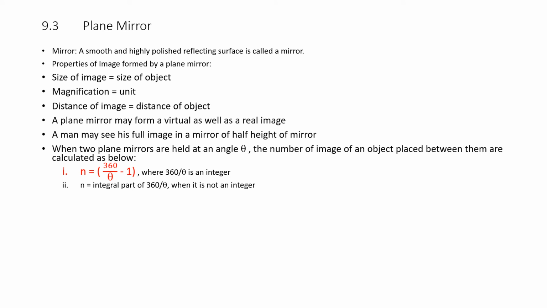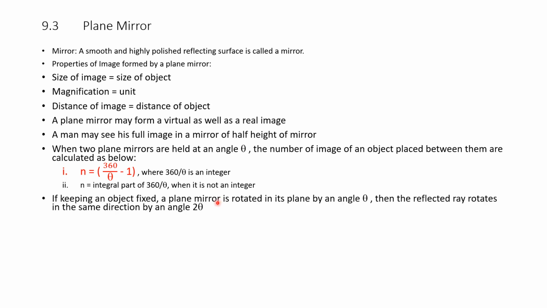When two plane mirrors are held at an angle theta, the number of images of an object placed between them is calculated as below. n, the number of images, is equal to 360 by theta minus 1, where 360 degrees by theta is an integer, and n equals the integral part of 360 by theta when it is not an integer.